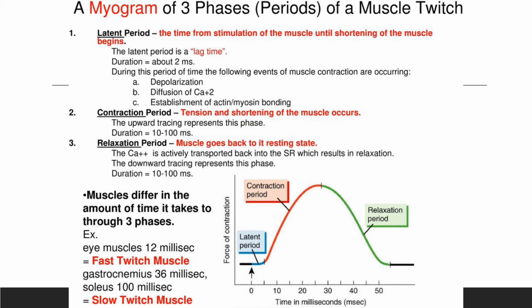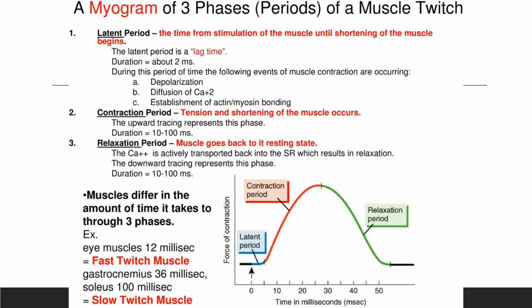The contraction period can last from anywhere from 10 to 100 milliseconds, and this is where you'll see the upward tracing on the graph, and this represents the tension and shortening of the muscle itself. So this is when the actin and myosin will slide past each other, the sarcomere will shorten, and the contraction will occur from the muscle.